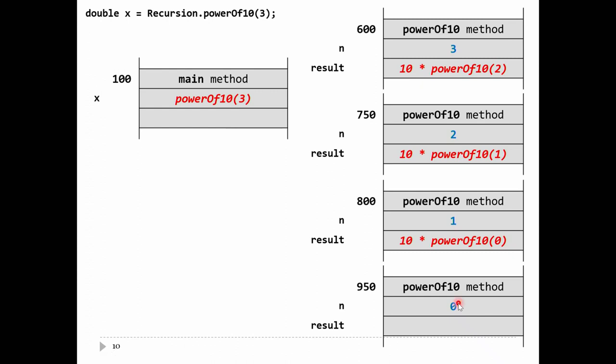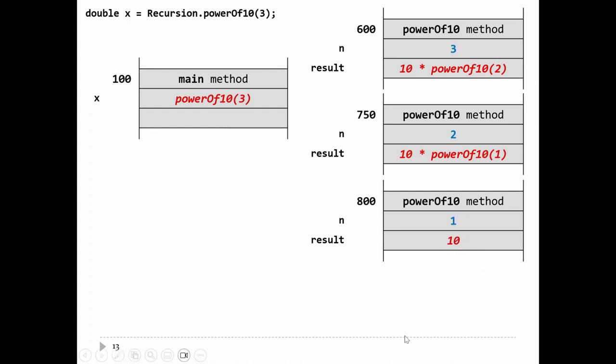Okay, so we've reached the base case here, right? N is 0 is the base case of our method, so result gets the value 1. This version of the method finishes running. It returns the 1 back to its caller, and this can disappear, right? So 1 returns back to the caller. That version of the method disappears, right? The result is 10. So this version is now done, right?